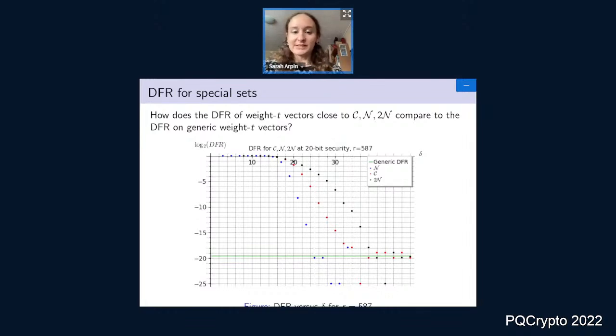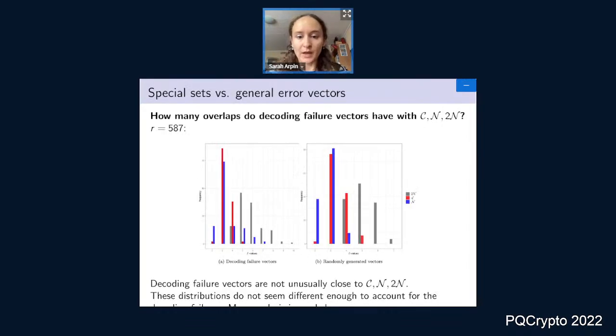For very small distances, you can see that there were quite a lot of decoding failures, and as that distance increased, the decoding failure rate ended up about at the average that we computed for random error vectors of weight 18, the t weight that we were using for this particular R value. So we can see and confirm here that at the 20-bit security level, these sets are actually causing decoding failures.